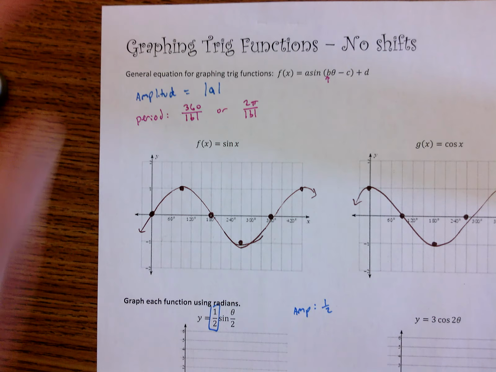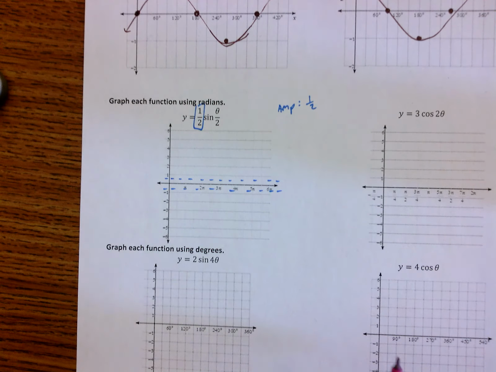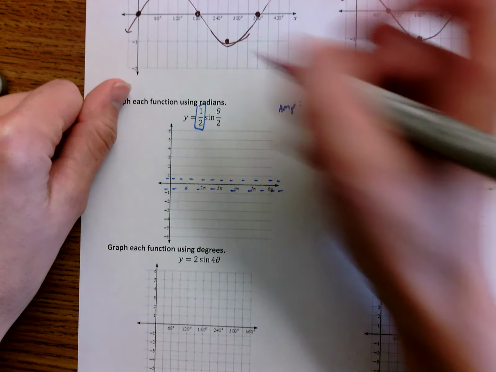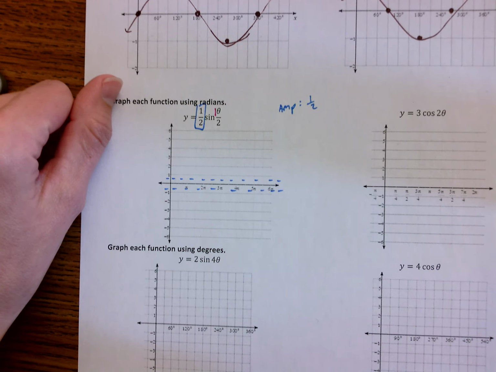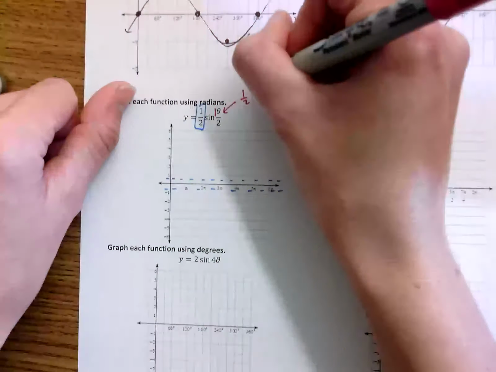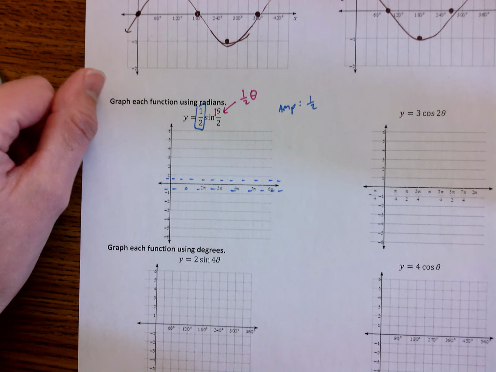All right, so that's the next piece that we're going to look at. So let's look at this guy again. I need to figure out what my b value is. Here's my angle symbol, right? So we know there's a little invisible 1 in front there. What that tells me is that this right here is the same as writing 1/2 theta. So that's telling me that my b value is 1/2.